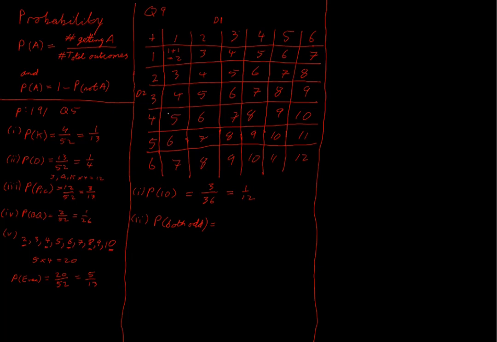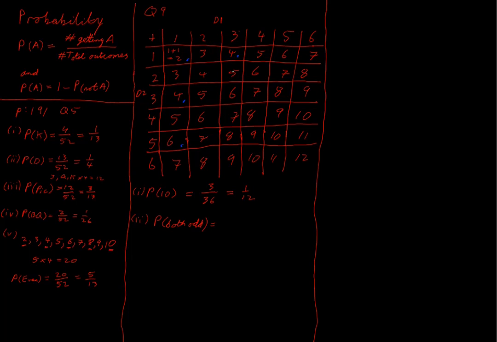So I'm going to change color. Odd here for both of them. I have an odd for both here. I have an odd for both here. Try and do this systematically, so go down in columns. I have 1 and 1 here. I have 1 and 3 here, 1 and 5 here.